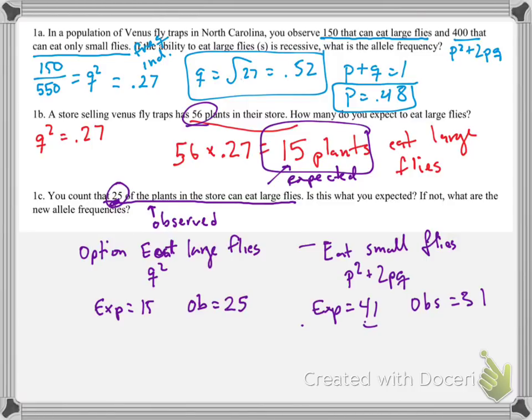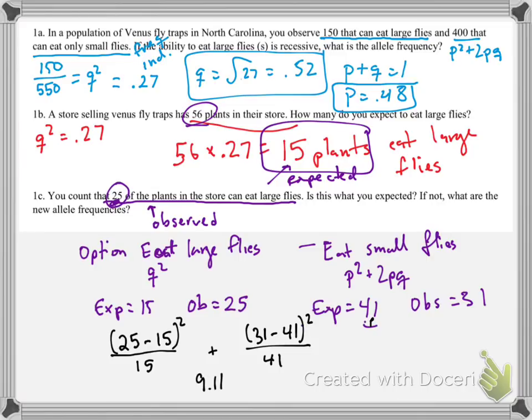So now I'm going to do my chi-squared analysis. I take my observed minus my expected, square it over the expected. Add that to the other side. I do the math, and that's going to give me 9.11.